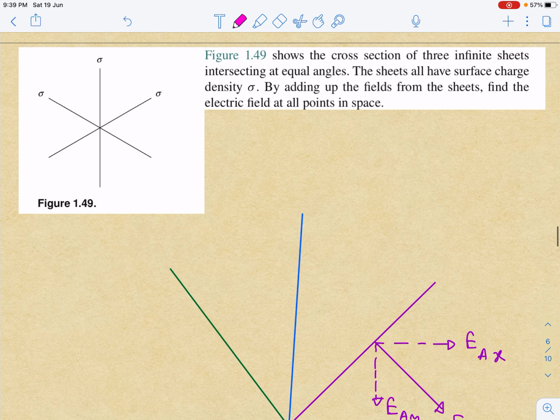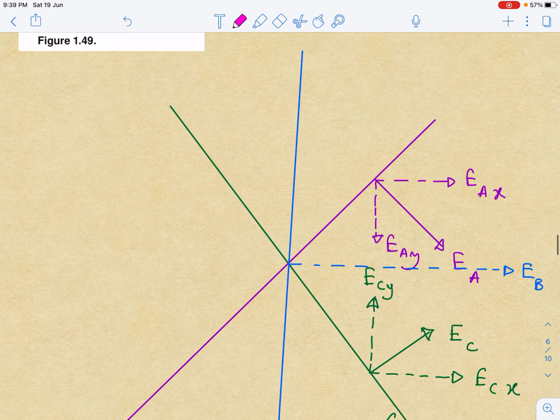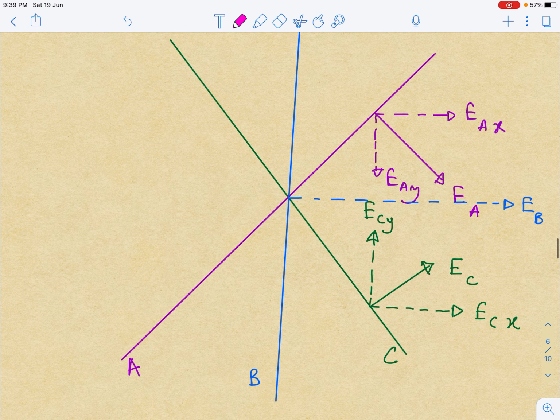Now let us come to this question, and this is the last representation for all of us. Here instead of 2, we have 3 plates, right? 3 infinite sheets are there intersecting at equal angles. So what is the net field that we have to check? Now here I have represented 3 plane sheets in different colors. This is A, this is B, and this is C.